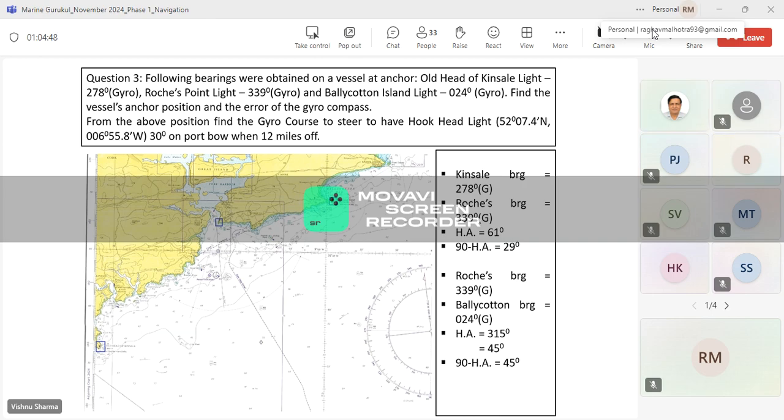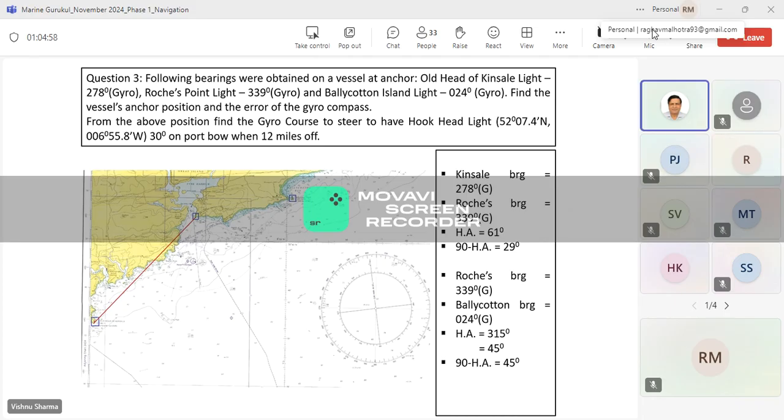Okay, now, to draw the position circle for this pair, we draw the baseline. Guys, which side should we draw this 29 degrees now? To the sea side or to the land side? To the sea side. It is correct, but why? Because 90 minus horizontal angle is positive, as the horizontal angle is less than 90 degrees. So it will be towards the ship.